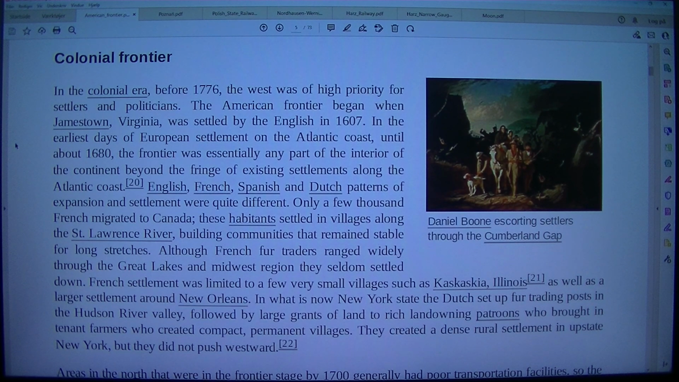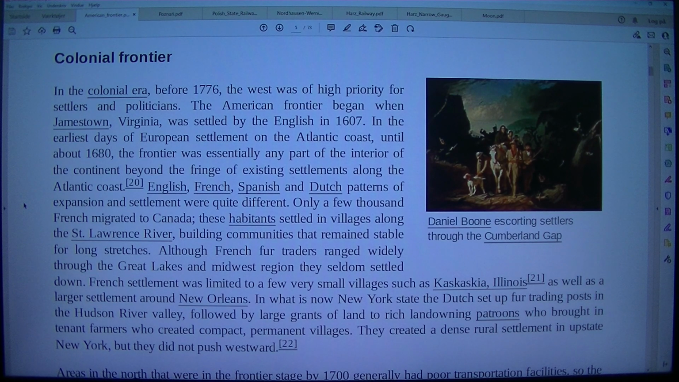1680, the frontier was essentially any part of the interior of the continent beyond the fringe of existing settlements along the Atlantic coast. English, French, Spanish and Dutch patterns of expansion and settlement were quite different. Only a few thousand French migrated to Canada. These habitants settled in villages along the St. Lawrence River, building communities that remained stable for long stretches.